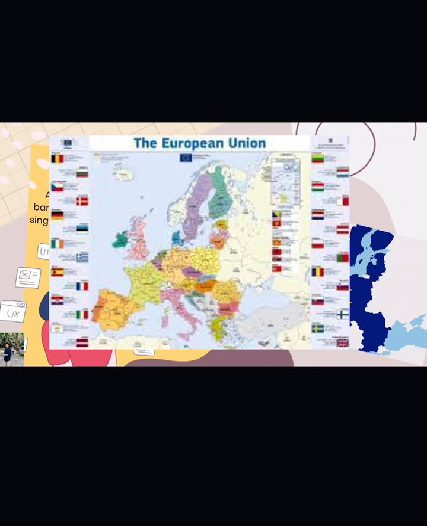For example, we have the European Union, and we know that the EU is the most well-known example of this one. The trade between EU member states is tariff-free. A customs union is distinguished from a free trade area by a common external tariff. So this is the customs union.